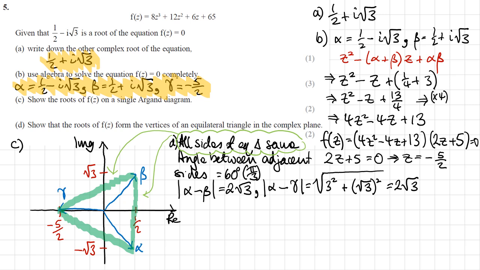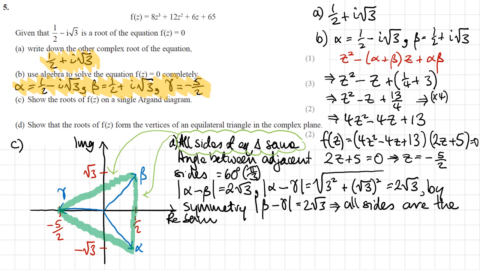Now we don't need to do this third one here because this is symmetrical. So we could also say, without doing any working, by symmetry, and we're allowed to do that where there is symmetry, the distance between beta and gamma is also equal to 2 root 3. We don't need any working. So that means that all sides are the same length.